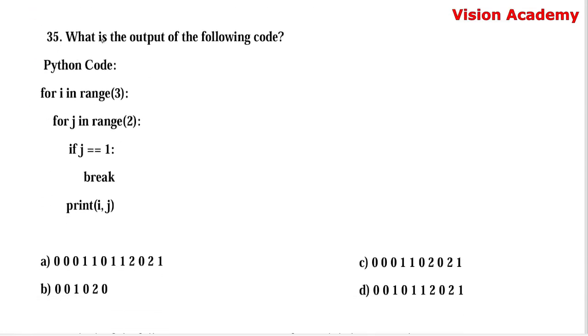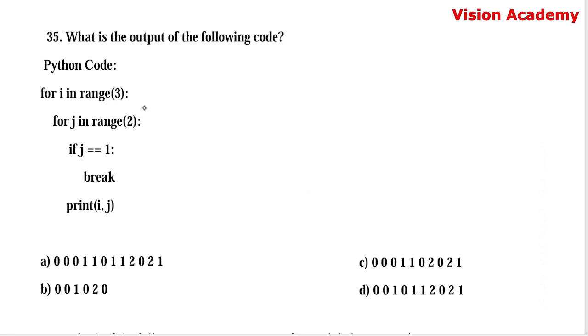Question number 35. What is the output of the following code? Python code: for i in range(3): for j in range(2): if j == 1: break; print(i, j). Here the options are: A, 0 0, 0 1, 1 0, 1 1, 2 0, 2 1. Option B, 0 0, 1 0, 2 0. Option C, 0 0, 0 1, 1 0, 2 0, 2 1. Option D, 0 0, 1 0, 1 1, 2 0, 2 1.